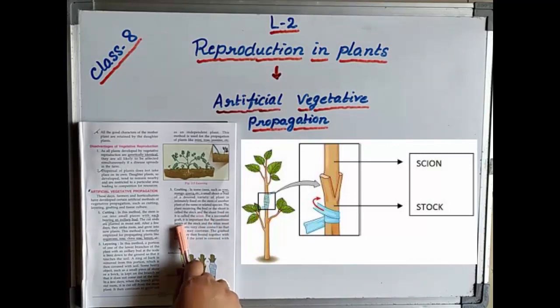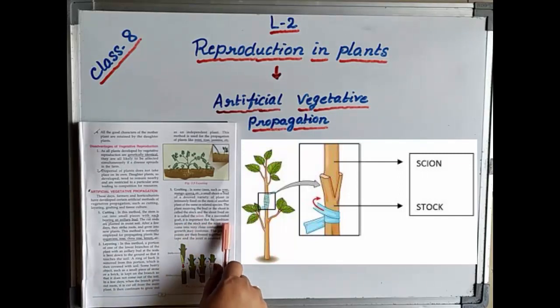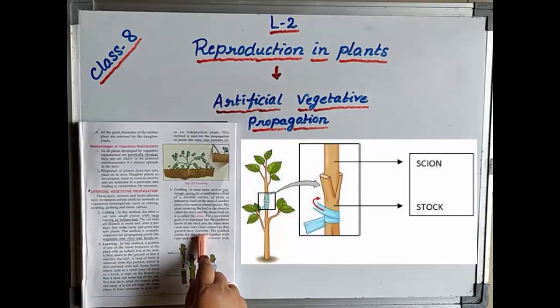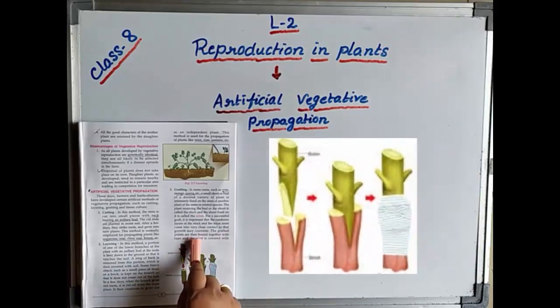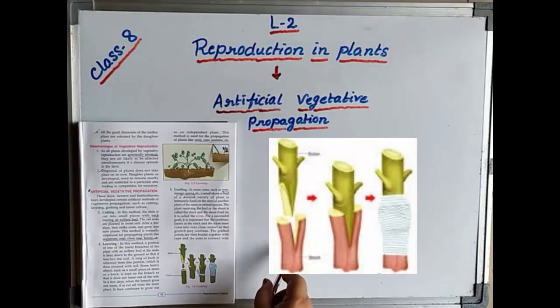For a successful graft, it is important that the cambium layer of the stalk and the scion, that means the joining layer, must come into very close contact. Obviously, there shouldn't be any gap between them so that the growth may continue. The grafted points are then bound together with a tape. Can you see the tape has been given here also, you can see.